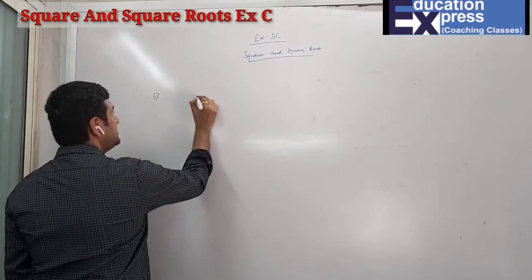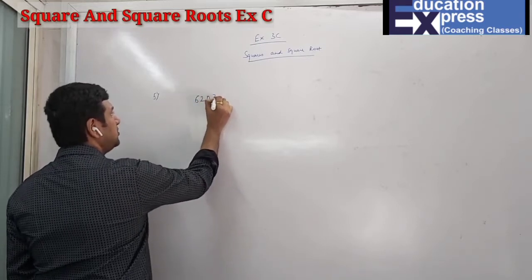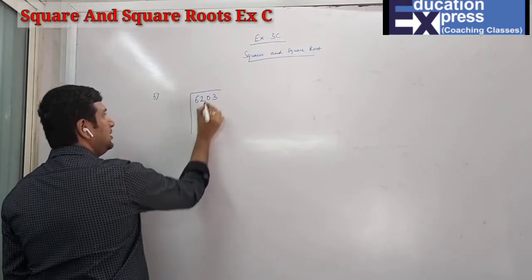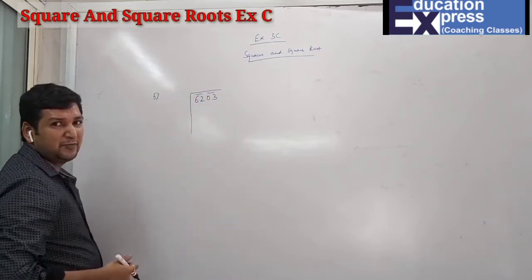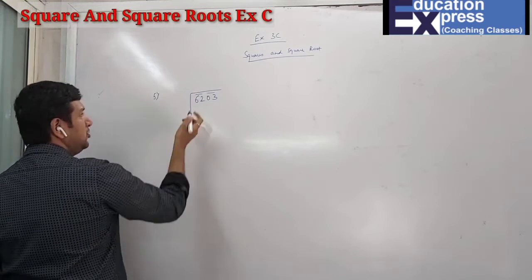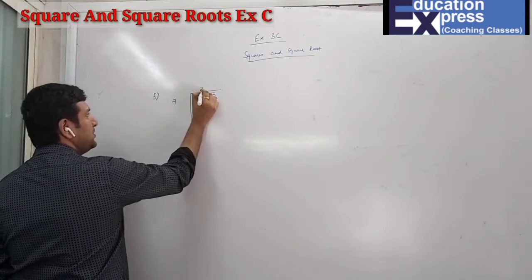So the number is 6203. Again the same division method. Last two numbers. Obviously the number before this which was a perfect square. So 8 8s are 64, not possible, so 7. So 7 7s are 49.